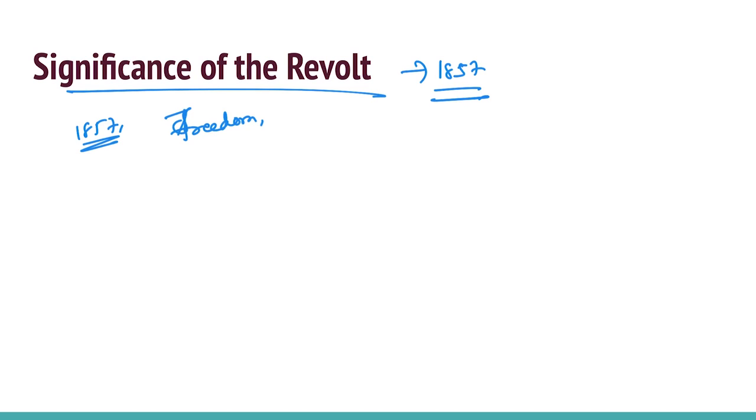So this is all about the 1857 revolt. We have discussed the causes of the revolt, the great leaders who took part in this revolt, and the significance and consequences of the revolt.